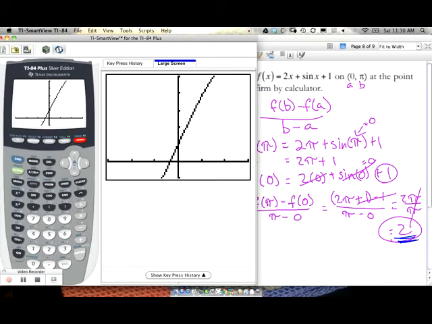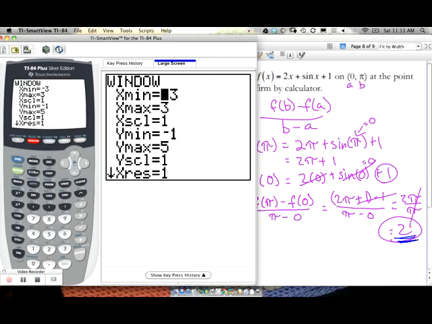Oh, and by the way, we're looking between 0 and pi. This is 0 to 3. So let's just go from 0 to pi. So if I go to my window, it's going to be from 0 to not 3, but about 3.14. I can be more exact, at least more accurate, by just typing in pi.